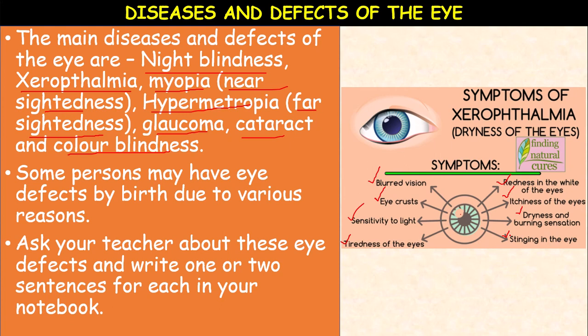It may lead to permanent blindness. Whereas night blindness is called nutritional blindness. Due to deficiency of vitamin A, it occurs.